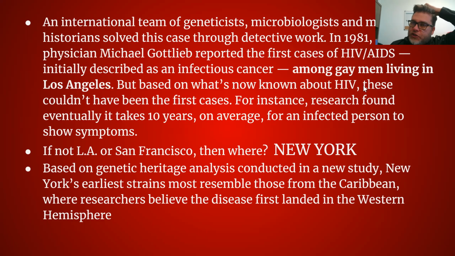When you look at the different strains, and you look at that original strain, what they were finding was that it resembled the strains coming up from the Caribbean and Haiti. And then it landed, and then it came over to the United States. All right. So based on genetic heritage analysis, it showed that the San Francisco strain and the New York strain resemble that from the Caribbean.